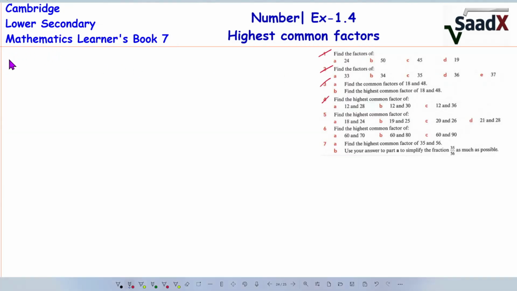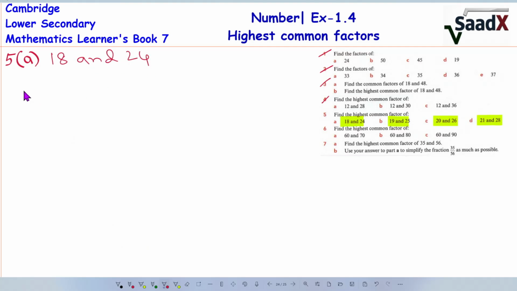Number 5a. Here we will find out the highest common factors of 18 and 24, 19 and 25, 20 and 26 and 21 and 28. So first number A, 18 and 24.